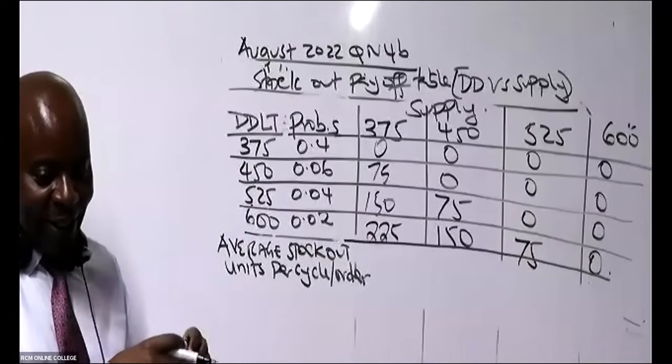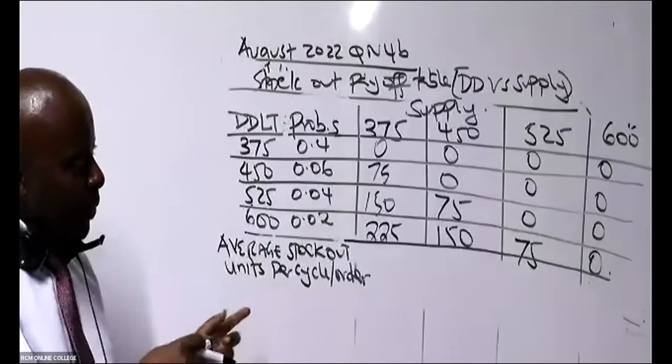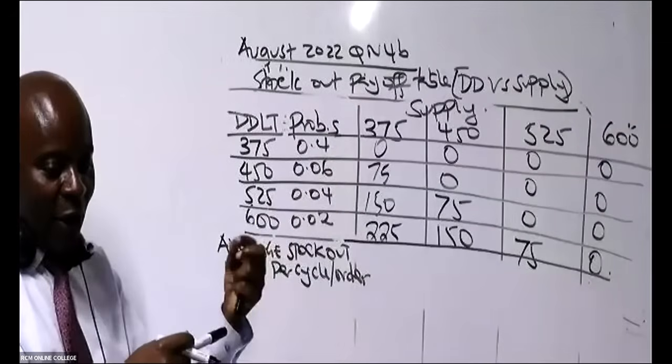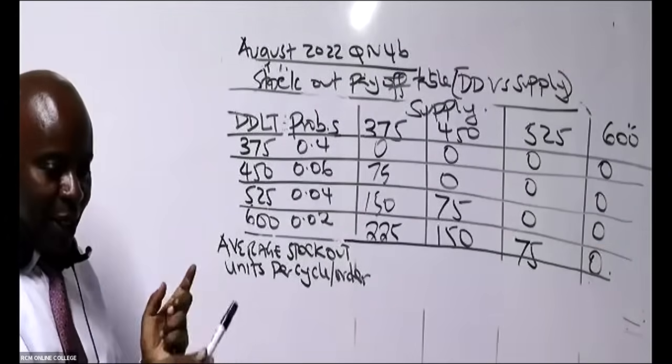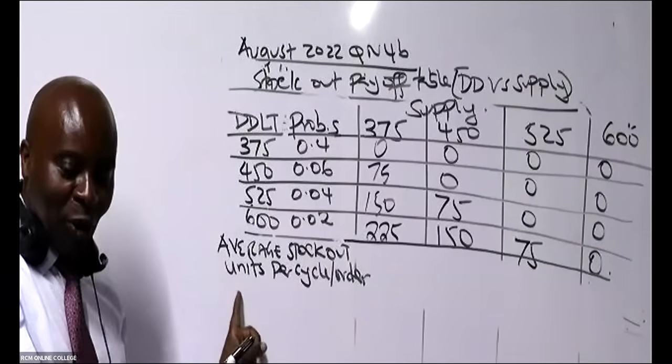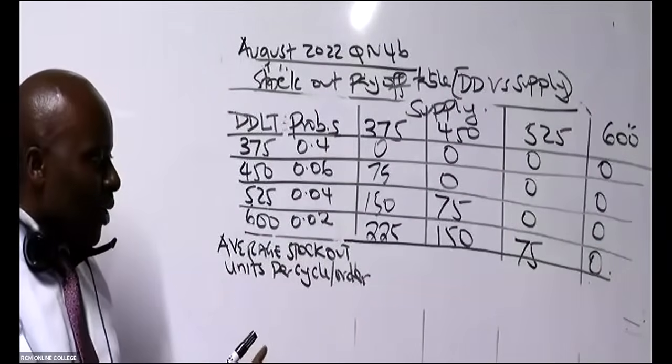But thanks for that. We're still doing stock out units. Having been able to get the stock outs, the disappointments, now you want to average them. So in this case here, remember these are average or expected stock out units. I'm not calling them stock out cost, but units, per cycle or per order.